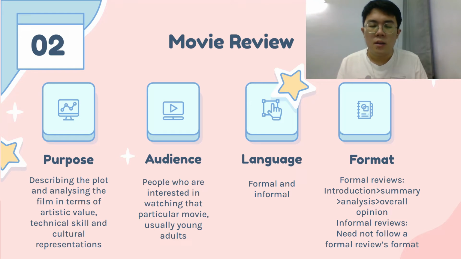But both fulfill the requirement of what makes a text a movie review, which is giving an overall opinion on the movie. As for the format, formal reviews usually follow the order of this: introduction, then summary, then analysis, and finally an overall opinion. As for informal reviews, they need not follow a formal review's format exactly. They can write however they want, but in the end, they must give an overall opinion. That is all for movie reviews. Let's move on to a letter to the editor.